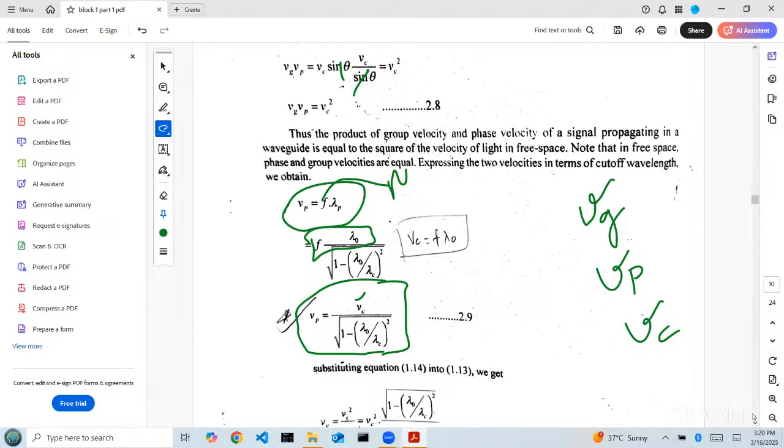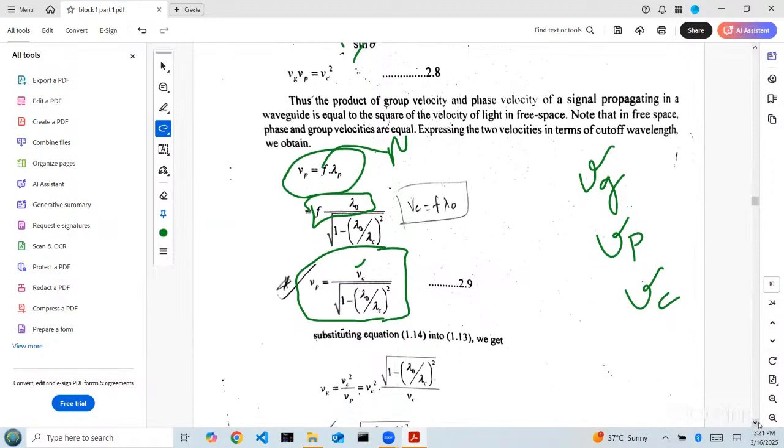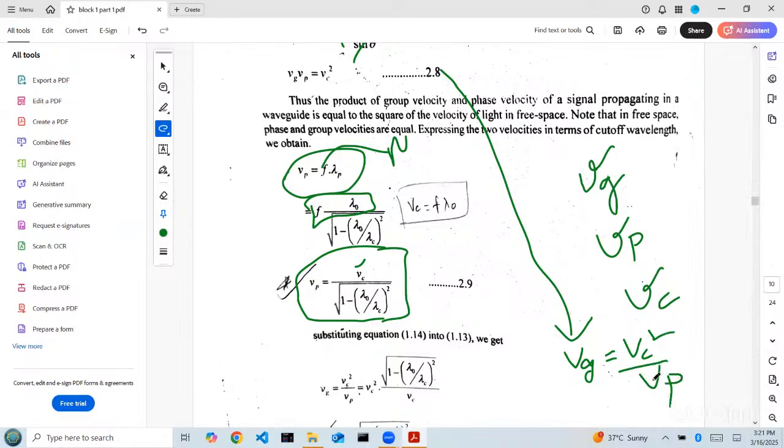Next, what do we have to do? Next task is calculating group velocity. Substitute this one in 1.13. Actually, in the textbook, some equation numbers are up and down, not mentioned properly. Now, where do we have to substitute this one? 2.8. Just observe 2.8. Some printing mistakes. From 2.8, what is Vg? Vg equal to Vc square by Vp. So, instead of 1.14 and 1.3, here you write from equation 2.8. This is the formula.